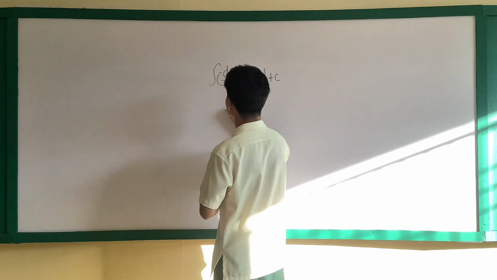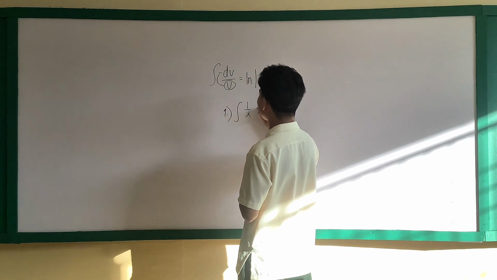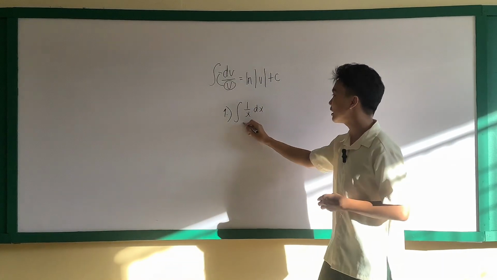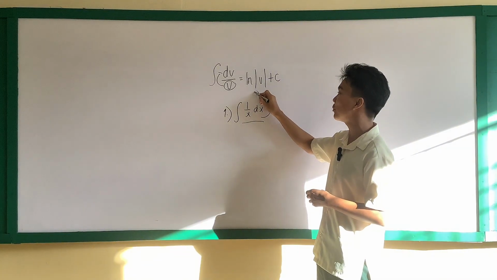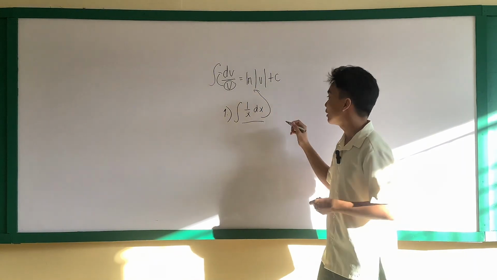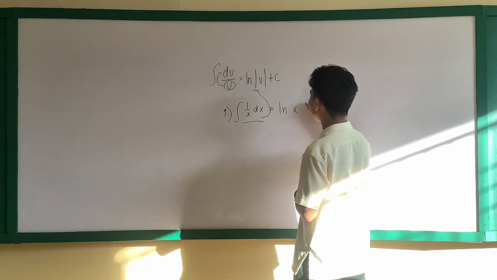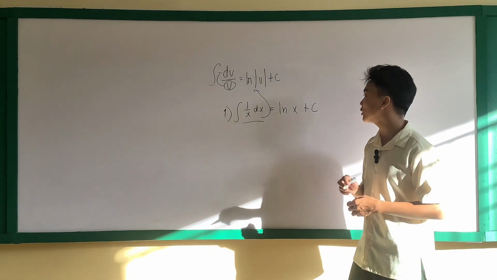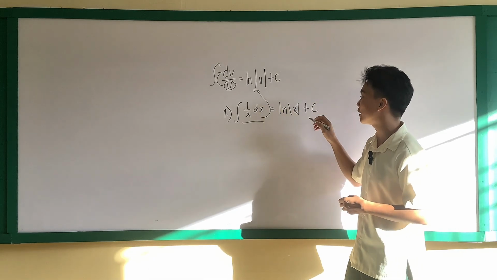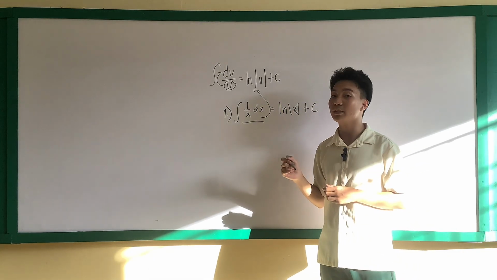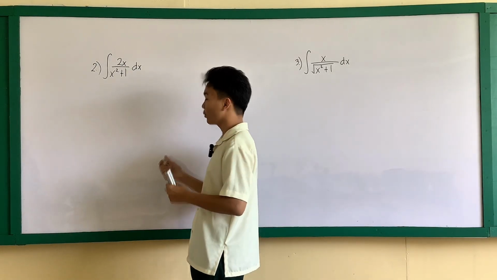For example, number 1, the integral of 1 over x dx. As you can see, this is equal to the general form of natural log. So the answer is going to be ln x plus c. So now we're going to put an absolute value around the x because we cannot have a negative number inside the natural log function. So now we're in problem number 2.